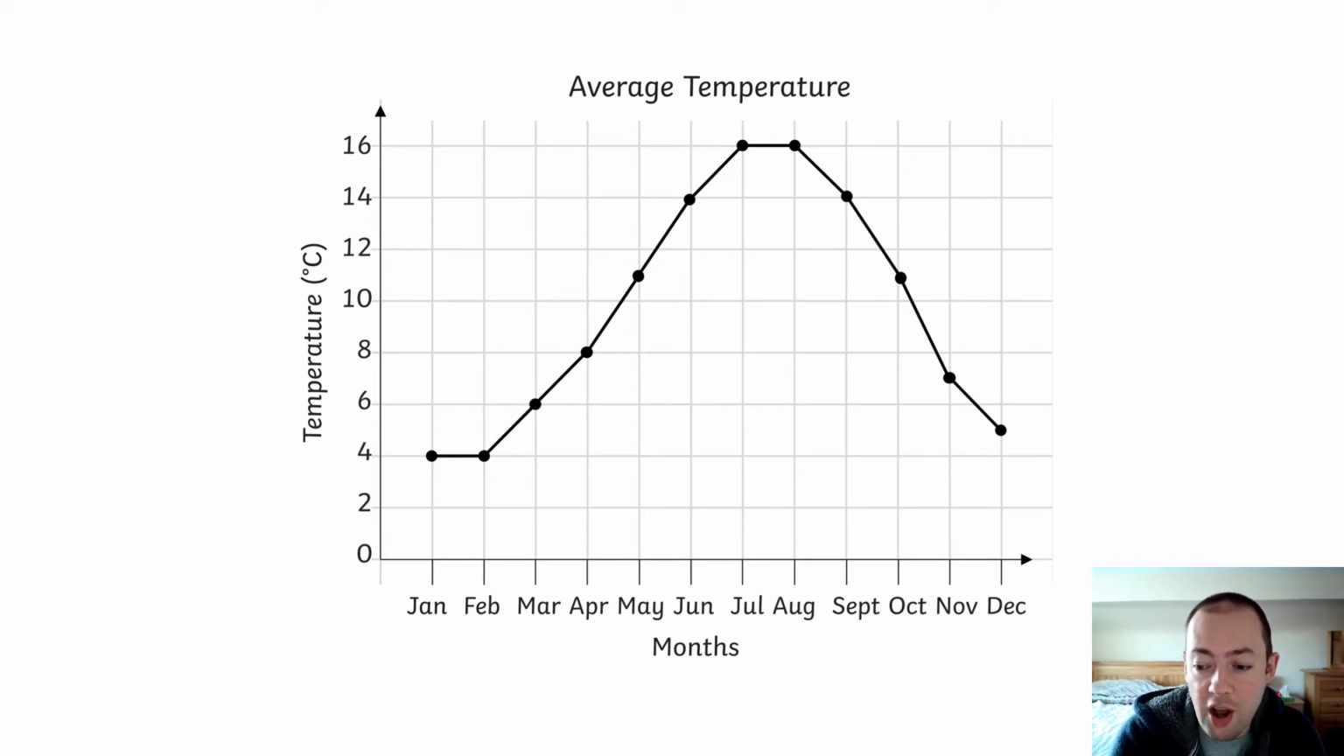This is an example of continuous data because the data from one reference point has a relevance to the next part as well. So that's continuous data. This is what a line graph often shows.